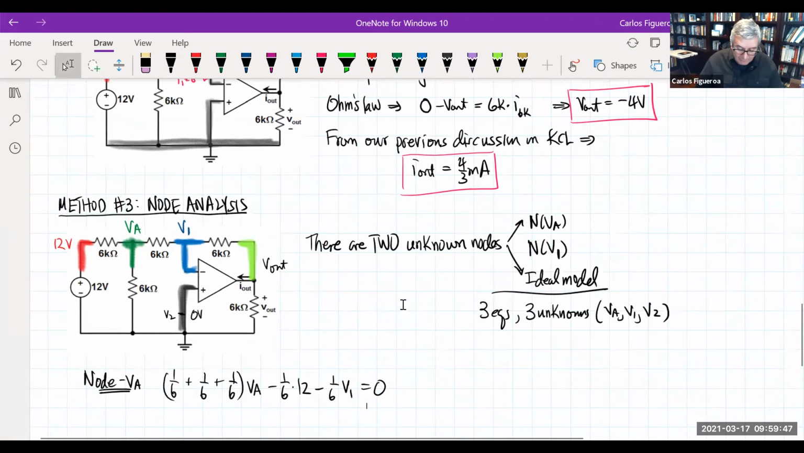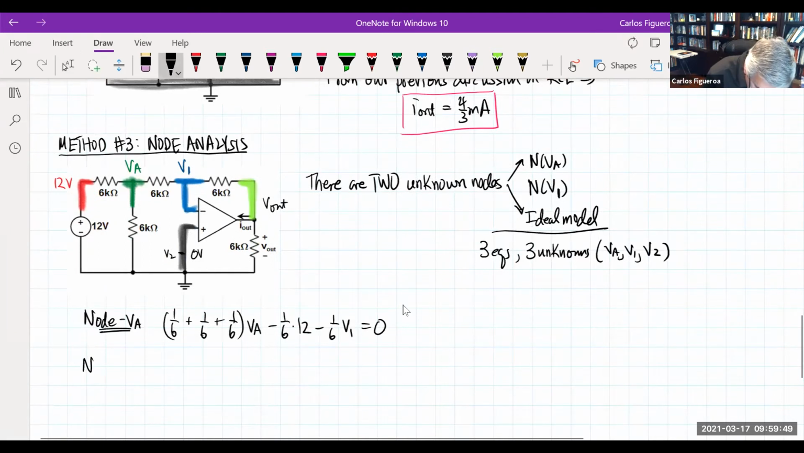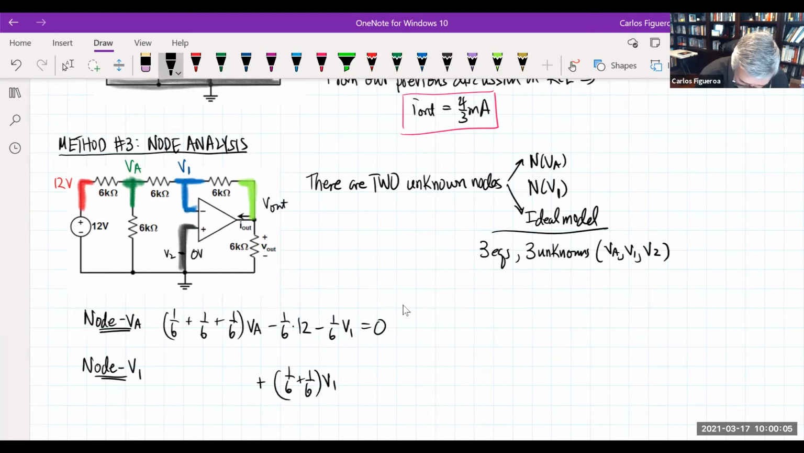That's my first node. My second node equation is for node V1. So I could see that I have 2 resistors in connection. So I'm going to get 1, 6, 1, 6, V1. And then I have 1 with A. So I'm going to get minus 6 VA. And then I'm going to have 1 with the output. So I'm going to get minus 1, 6 V for the output. And you could see as of right now, I have 2 equations and 3 unknowns. And that's where the ideal model comes in.